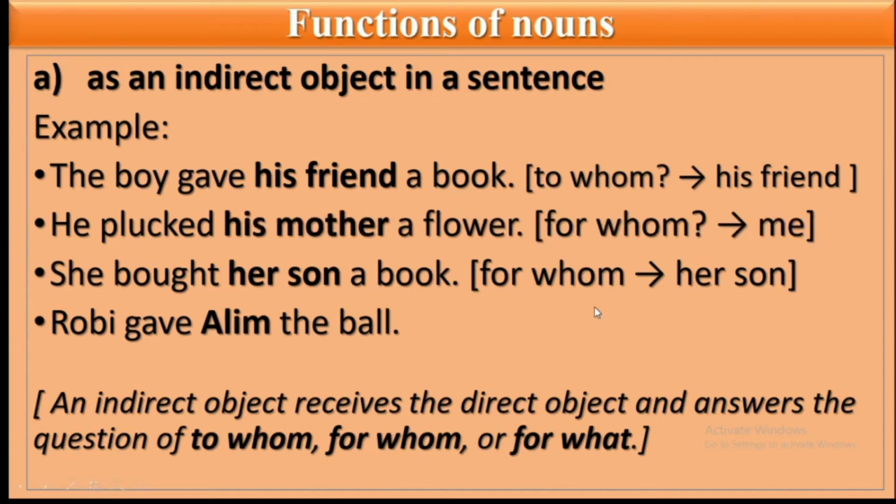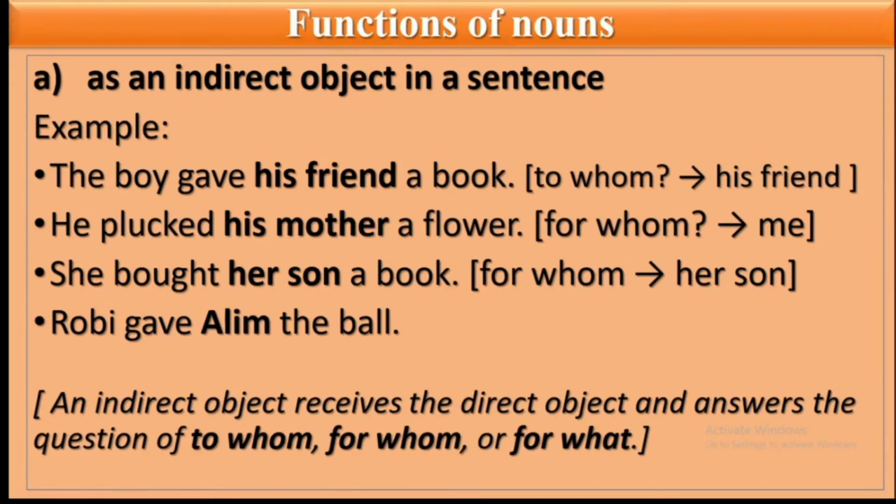He plucked his mother a flower. So what is the direct object in this sentence? Of course, the direct object is a flower. And who is receiving the flower? Of course, his mother is receiving the flower. So in this sentence, the direct object is a flower and indirect object is his mother. We can explain this from a different point of view. The verb is pluck, and I am now asking a question using for whom. So for whom did he pluck a flower? Of course, he plucked the flower for his mother.